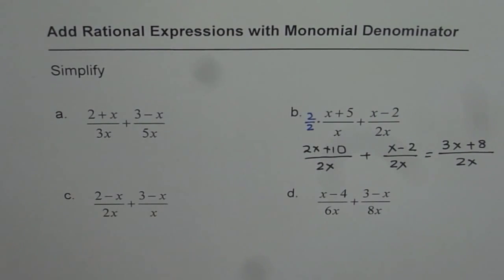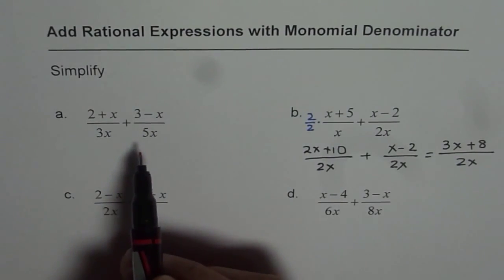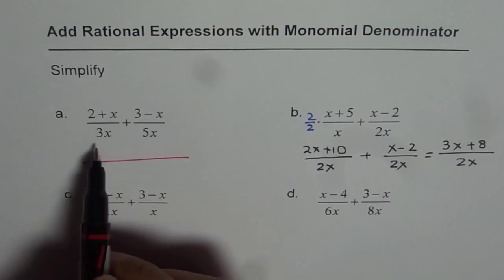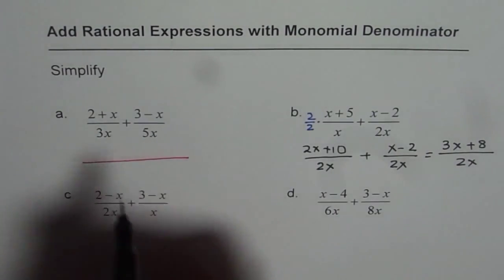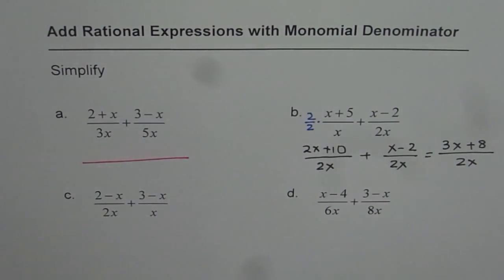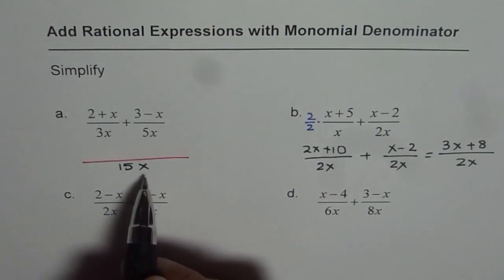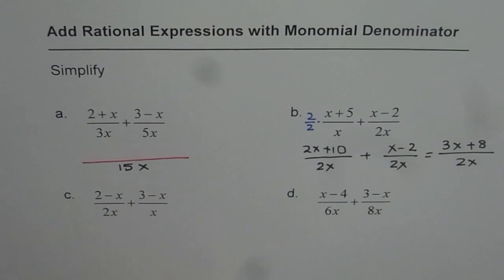Let me show you another way of doing it. And this time what I will do is, I will write the common denominator first. Now what is the common denominator? For 3x and 5x, 3 times 5 is 15. So we could always write 15 as a number, and variable is x. That is the least common denominator between these two numbers, correct?